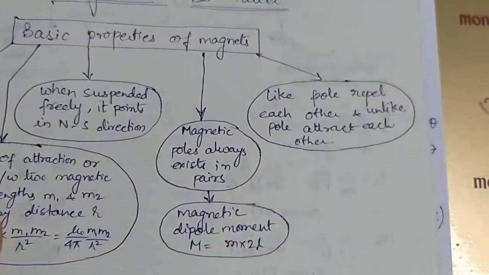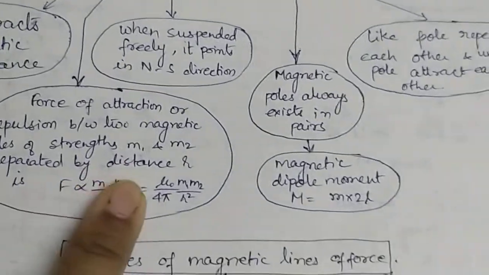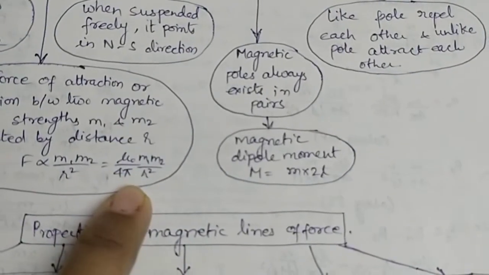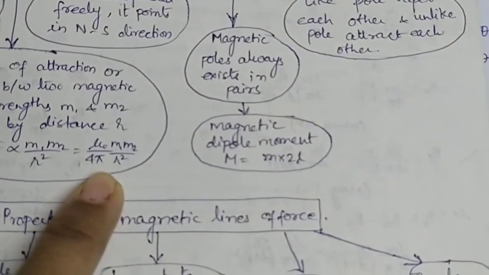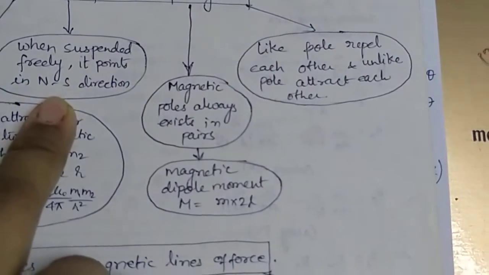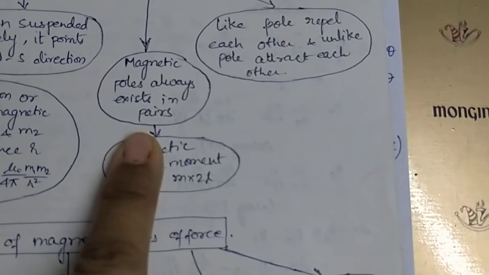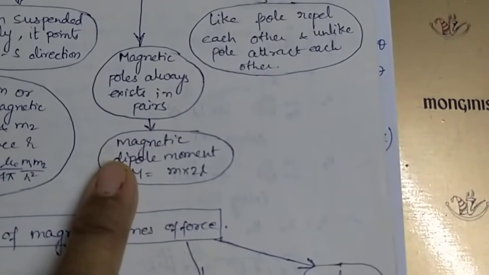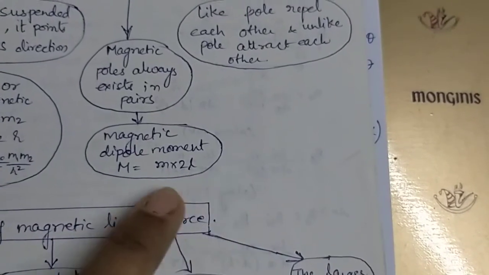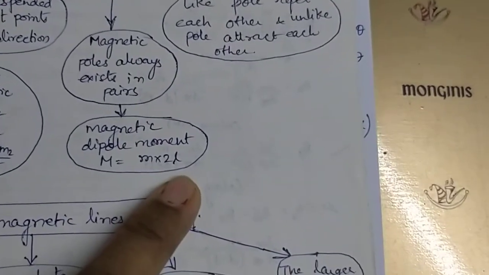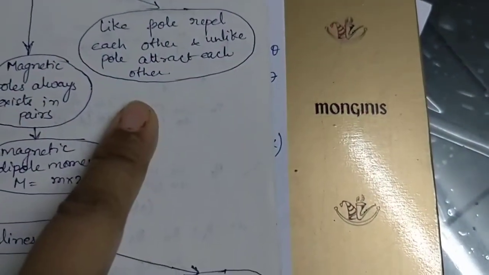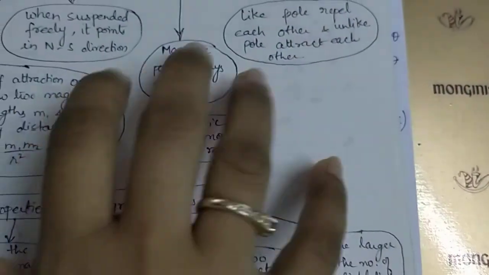Force of attraction or repulsion between two magnetic poles of strength m1 m2 separated by small distance r is given by mu naught m1 m2 by 4 pi r square. Then when suspended freely, it points in the north-south direction. Magnetic poles always exist in pairs, monopole does not exist. Magnetic dipole moment in that case is given by small m into 2l. Small m is pole strength and 2l is distance between the two poles. And like poles repel each other and unlike poles attract each other. These are the basic properties of a magnet.